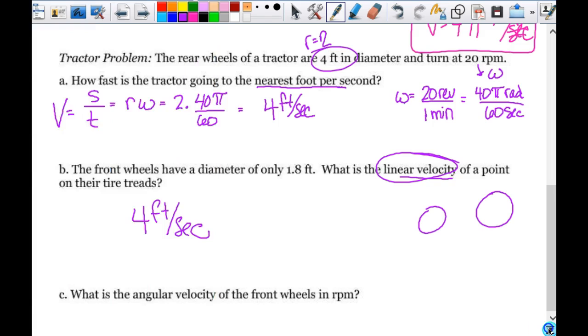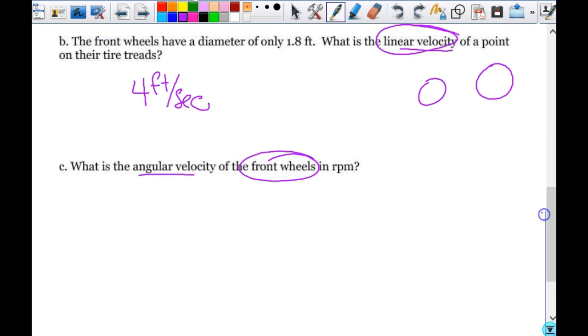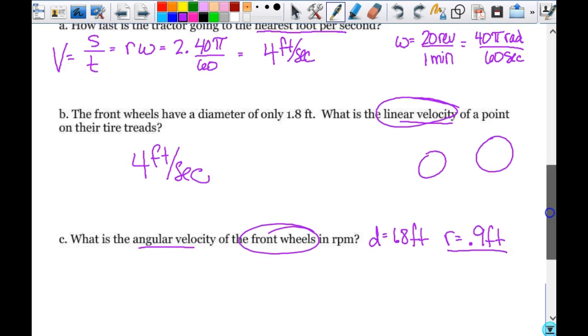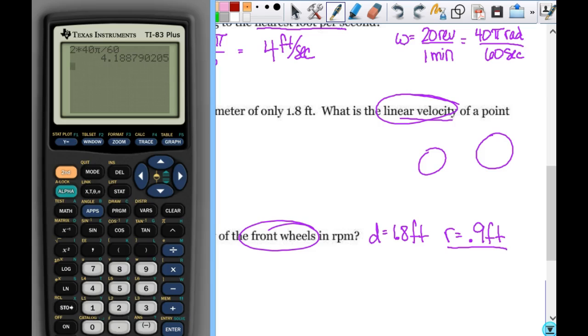Then when we look at this last one, it says, what is the angular velocity of the front wheels? With our front wheels, the diameter is 1.8 feet, which means the radius is what? It's just 0.9 feet, right? Okay, so the radius is what we really need. But we want the angular velocity. Well, I know what the linear velocity is. So in my calculator, because I rounded, I've got to store that. I'm just going to store it in X, because that's the easiest place to store it. You can store it wherever you want. You can store it in V, because it's velocity, whatever.